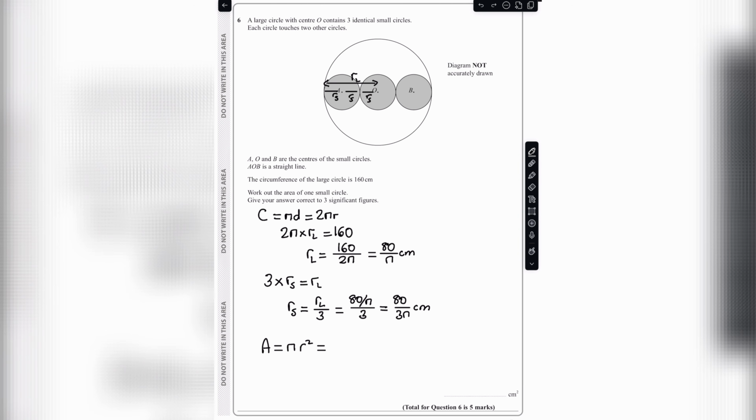And given as the area of a circle is pi r squared, the area of one small circle can simply be obtained by multiplying pi by the radius squared, so 80 over 3 pi all squared, and that gives a value of 226.3536 centimeters squared. So to 3 significant figures, the final answer is 226.